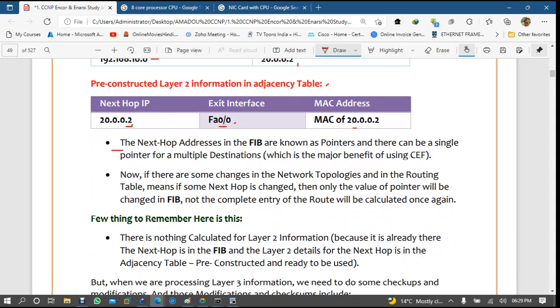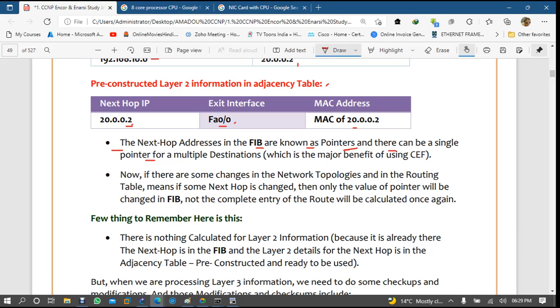So the next hop address in the forwarding table will be known as a pointer. Pointer is known as my neighbor. It means if any information is coming towards a specific destination, and that destination is known by your neighbor, that is known as a pointer. There can be a single pointer for multiple destinations. Of course, maybe I am only reachable to the ISP, and the ISP is reachable to multiple destinations.